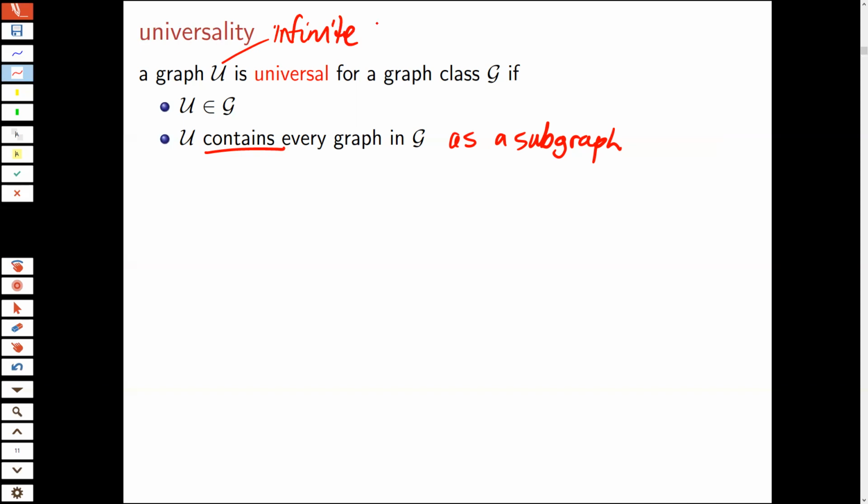But what's stopping me simply taking the disjoint union of all the graphs in the class? If this graph class are finite graphs, then I can just take a disjoint union of all the graphs, and that's a universal graph. But that's not at all interesting. So the way to avoid this issue is to actually assume that all the graphs in here are also infinite. So this class G is actually a class of infinite graphs. And then this question of does a class have a universal graph? Then it becomes interesting.